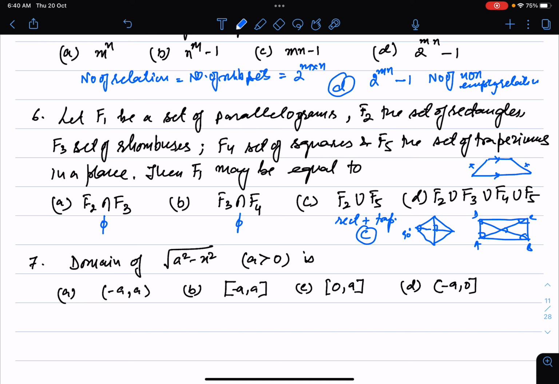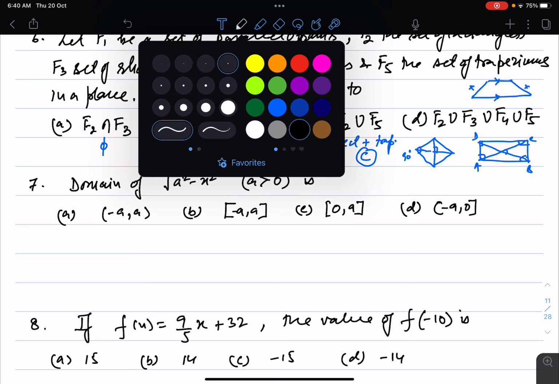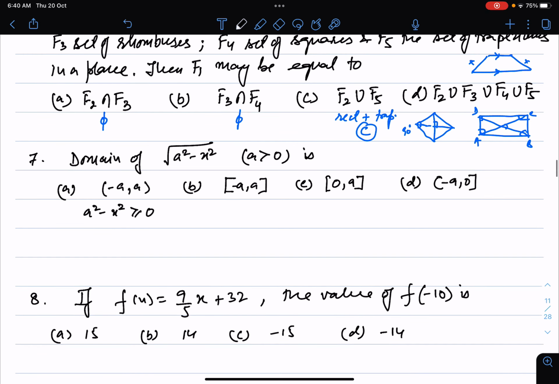Okay, now coming to the question D, domain. He says domain means values of x. So we know the rule. What the rule says, the under root should not be negative. Inside the under root it should not be negative. So this means a square minus x square should be greater than or equal to 0. If I just multiply by -1, the inequality will change. x square minus a square is less than or equal to 0. That means x minus a into x plus a is less than or equal to 0.